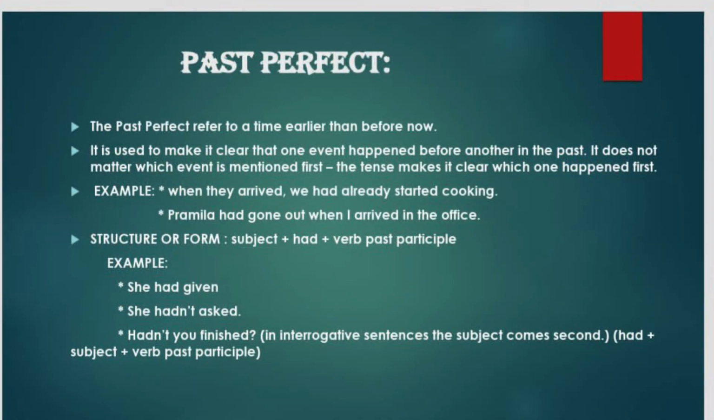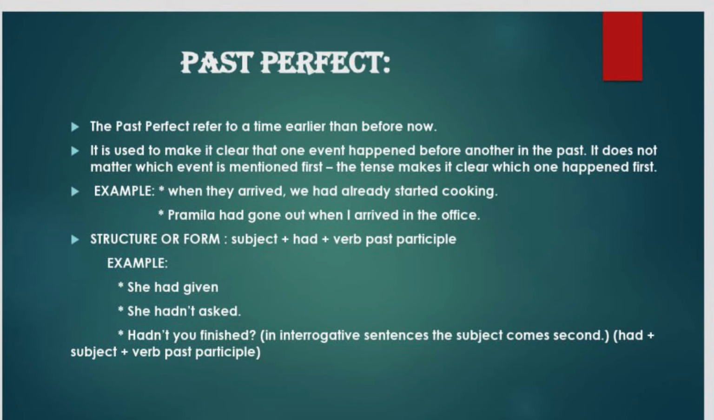So now children, we get to see the past perfect, and the past perfect refers to a time earlier than before now. It is also used to make it clear that one event happened before another in the past. It does not matter which event is mentioned first. The tense makes it clear which one happened first. For example, when they arrived, we had already started cooking. So it doesn't matter that we write that we had already started cooking when they arrived. The very fact that we had already started cooking is shown by the tense.